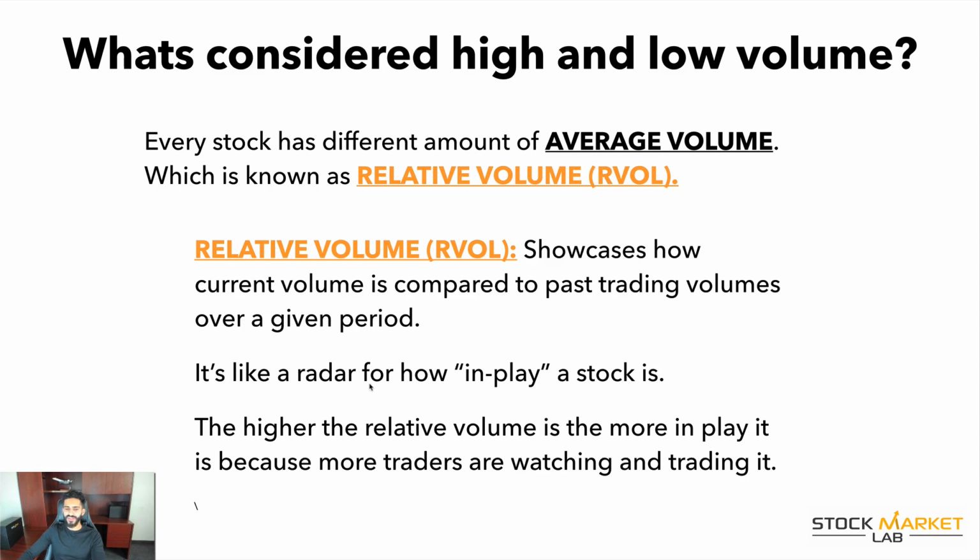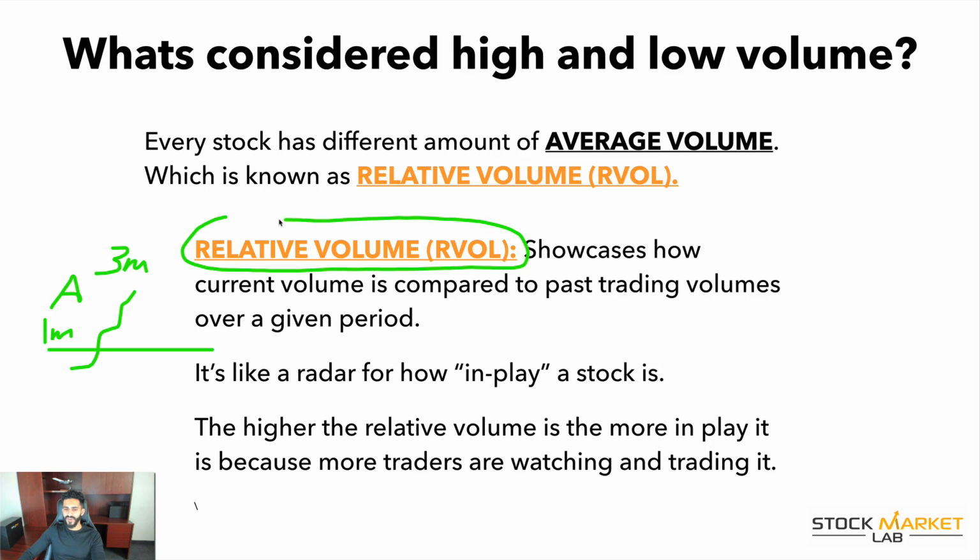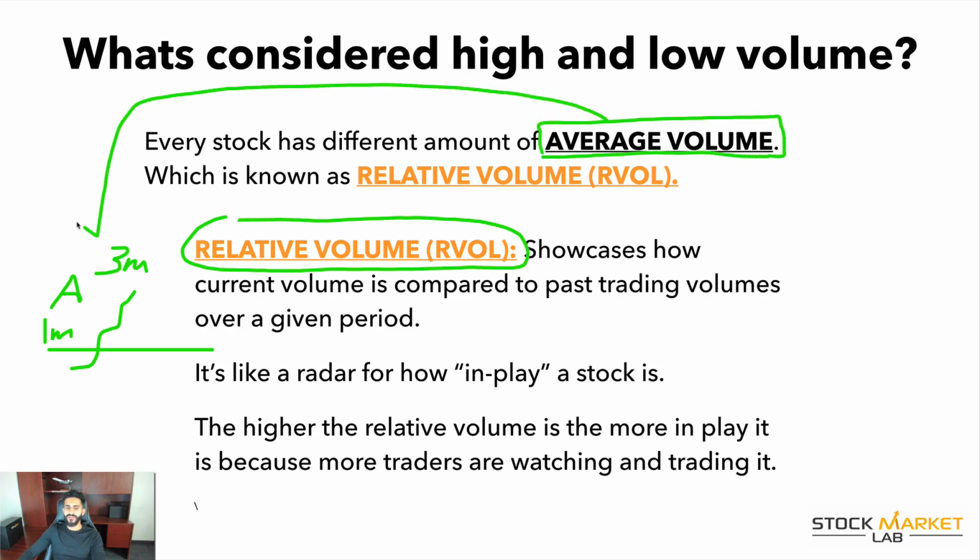So every stock has an average volume, right? Now, if stock A has average volume of, let's say, 1 million, and the volume goes to 3 million, the relative volume will help us identify that. I will break down relative volume more moving forward, but for now, what I want you to understand is every stock has average volume, okay? And depending on the average volume, there's an increase or decrease in volume.